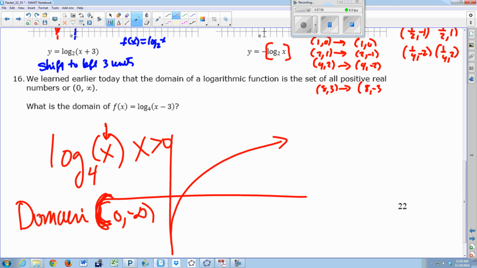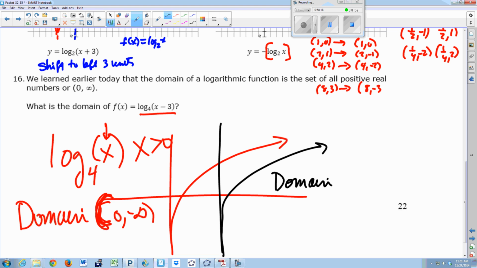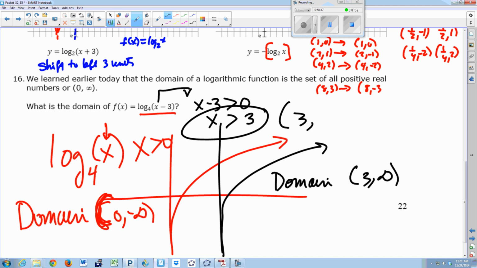So now to find this, one thing you could do is just to say to yourself, how has log base 4 of x been transformed? It just says I've shifted to the right 3 units. So now my new function is going to look like this. So the domain for my new function is (3, infinity). But let's suppose you didn't think about the graph. How would you do it? You take your input and you say, my input has to be greater than 0. You just solve the inequality. x minus 3 is greater than 0. You add 3 to both sides and you get x must be greater than 3. So your domain is (3, infinity).